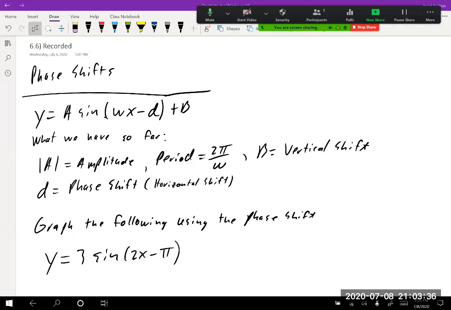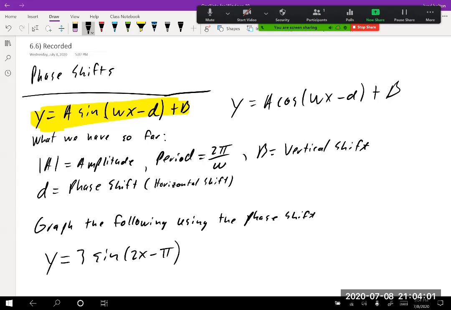You can keep track of things, so I might switch it up and do it a slightly different way. The main thing is, for sine and cosine, we're going to have something like this. Also for cosine, we have y equals a cosine of omega x minus d, plus b. Now your book uses phi instead of d, but it's so hard to write, I'm just going to use d, okay?